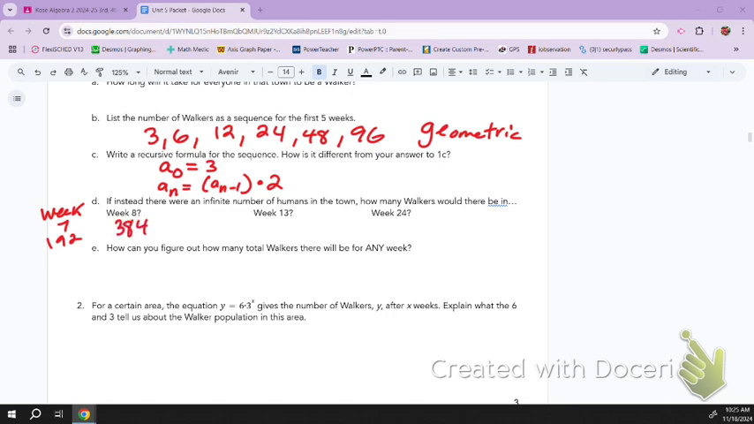Let's see if you can find week 13, week 24. The numbers are going to get large. It's a lot of multiplying, so if you can't get to week 24, that's okay. But essentially, we're just taking the previous number and timesing by 2.